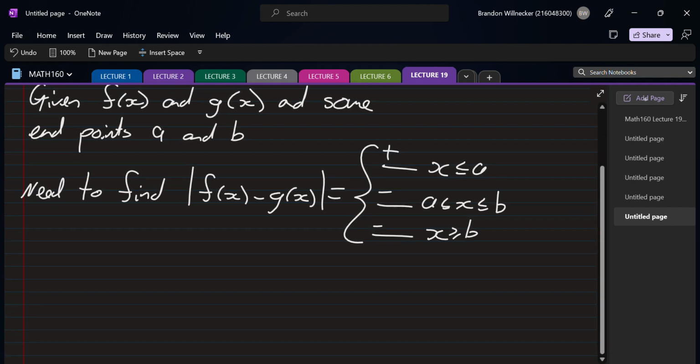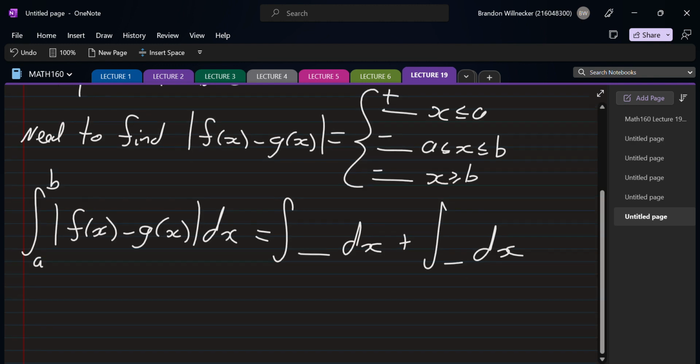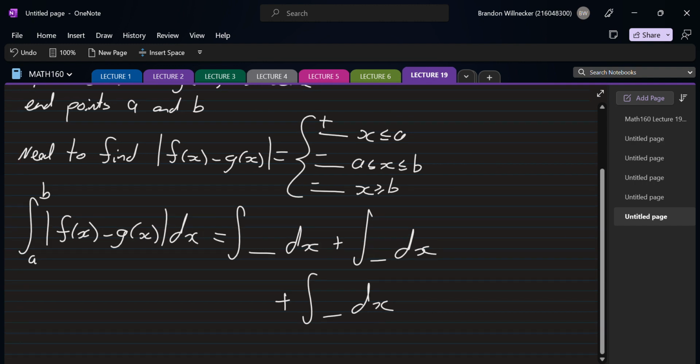Then when you want to find the integral from a to b of the absolute value of f of x minus g of x dx, this will then split up into however many intervals you have. So you have the integral for the first bit, plus the integral for the second bit, plus the integral for the third bit. And these integrands here will depend on which one you choose here, depending on those x values. Then you just add everything up and you get your answer.